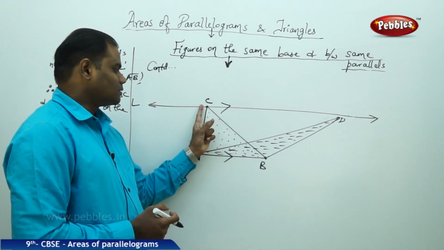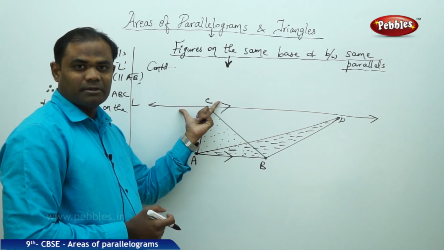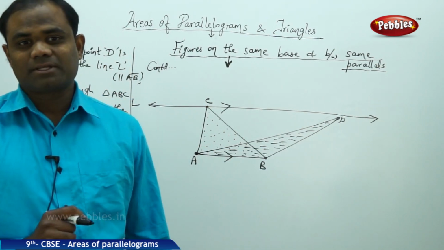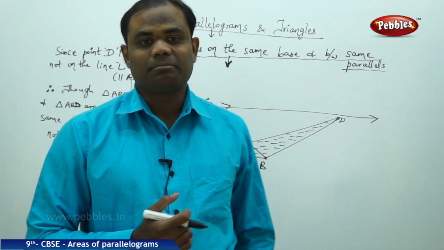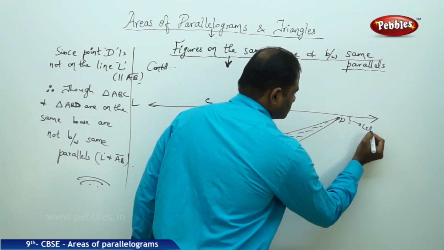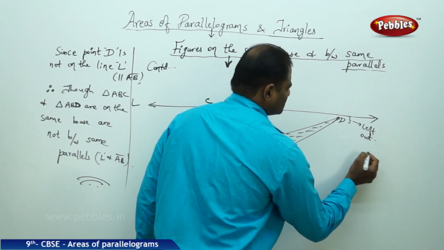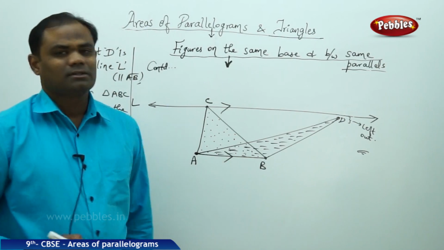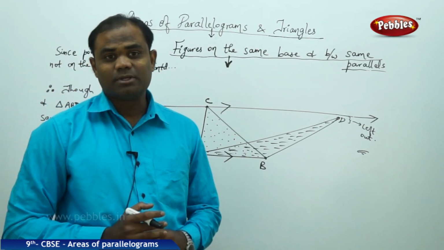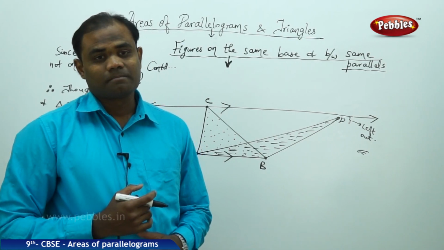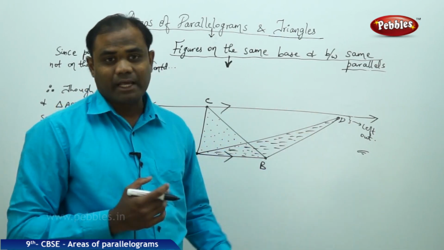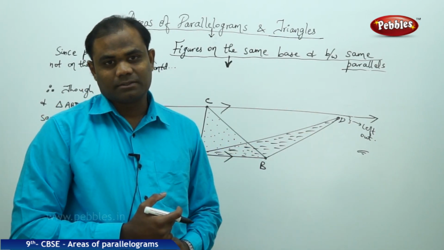Triangle ABC is between the same base and between the same parallels, but triangle ABD is on the same base AB but not between the same parallels. This region is left out, is how I understand that the two regions are said to be between the same parallels if their remaining vertices other than the base entirely lie on the parallel lines.